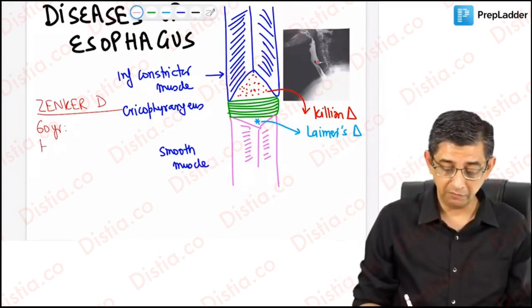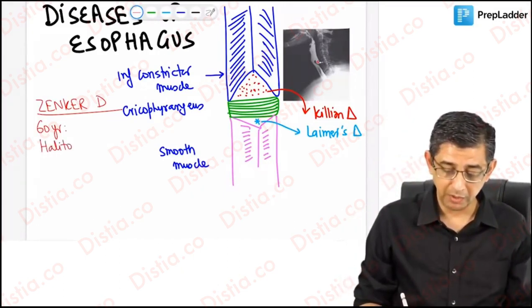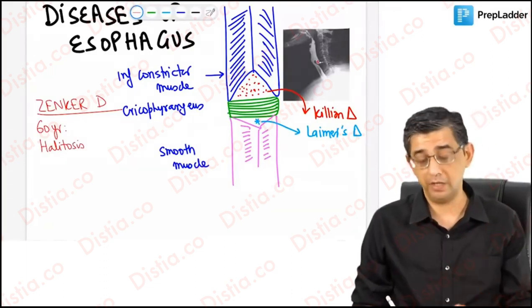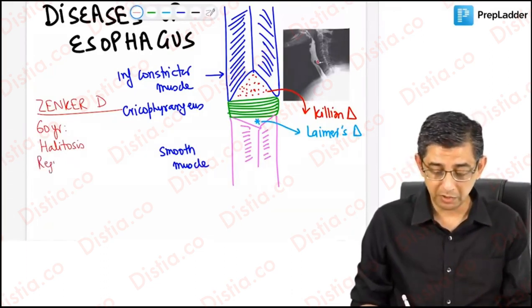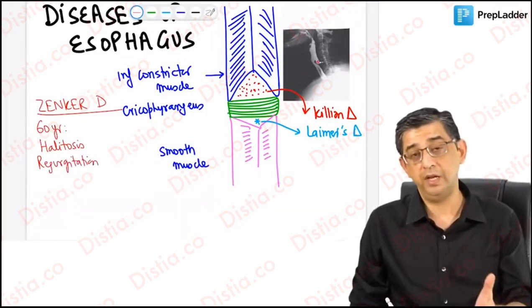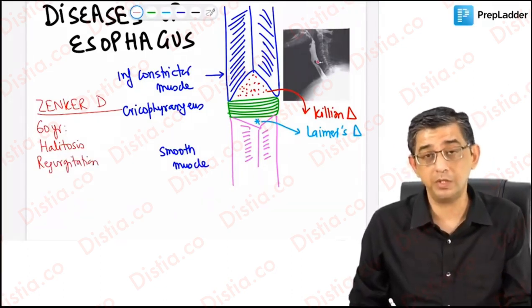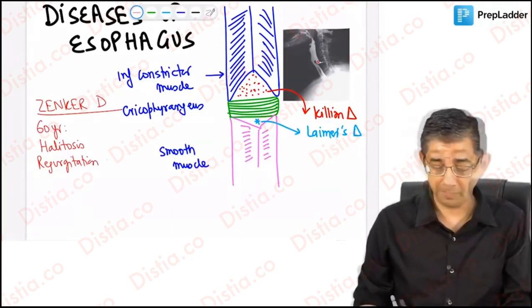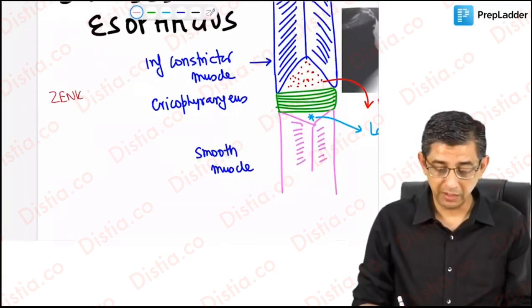Please remember that when you read a question that begins by saying halitosis, regurgitation of yesterday's food items, do not be under the impression that this is a standard feature only with Zenker's diverticulum. Even a cancer having a fungating growth and causing a substantial luminal obstruction can cause similar kinds of symptoms. The disease that I'm explaining to you here is Zenker's diverticulum.